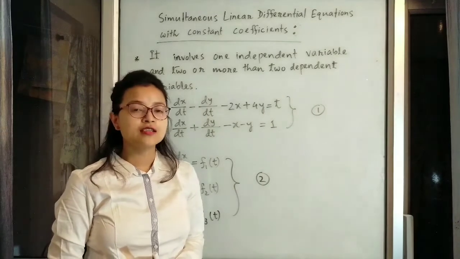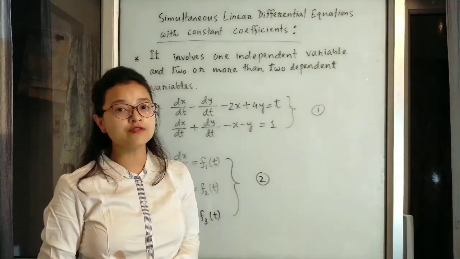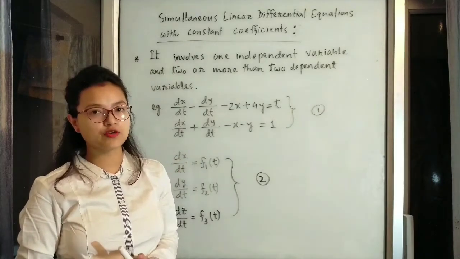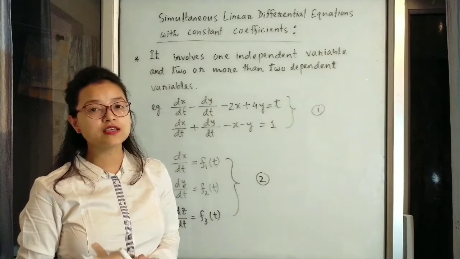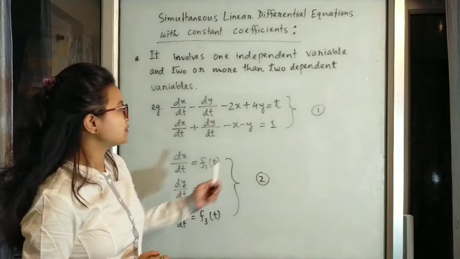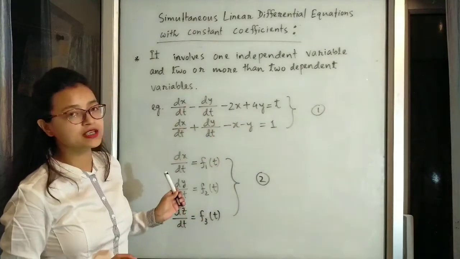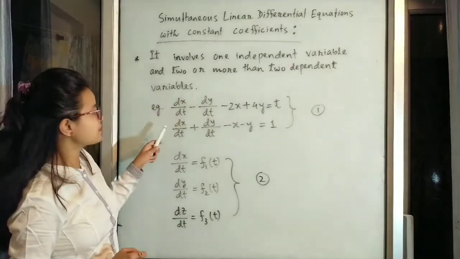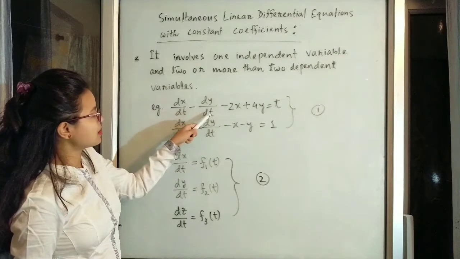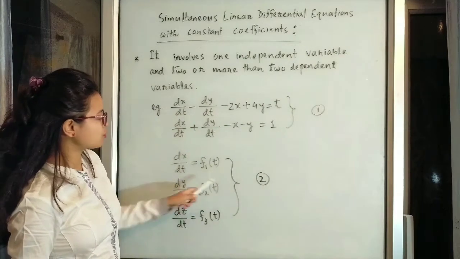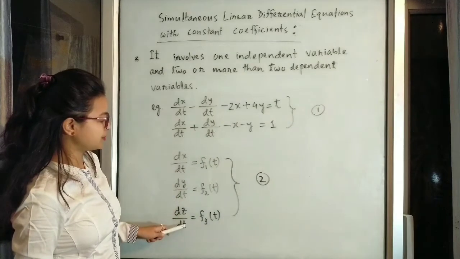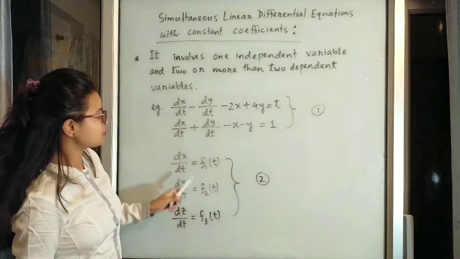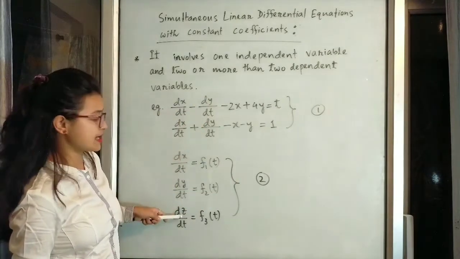Now the definition. The type of differential equations which involve one independent variable and two or more dependent variables are called simultaneous differential equations. For example, 1 and 2 are simultaneous linear differential equations. Linear, why? Because here the order is 1 in the derivatives and there is one independent variable, t, in system 1 as well as in system 2. In system 1, the dependent variables are x and y. In system 2, the dependent variables are x, y, z.